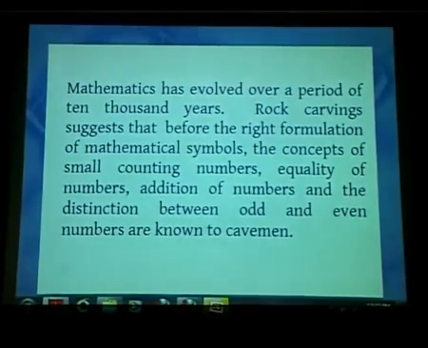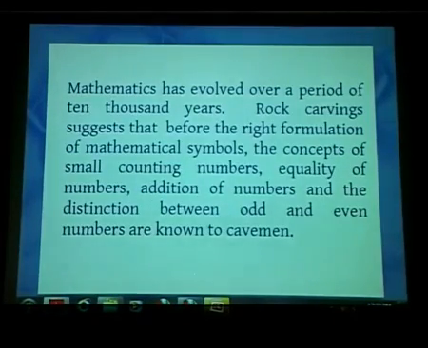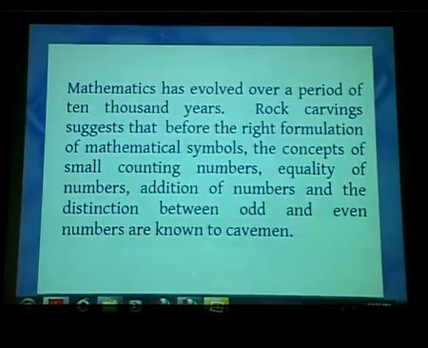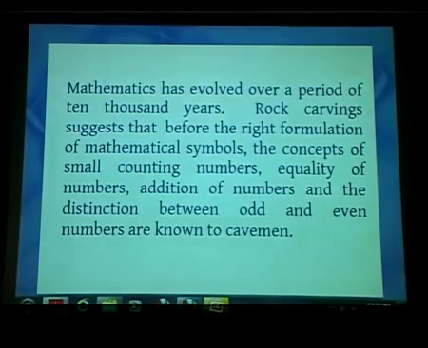of two numbers. Just think of a situation where you don't have numbers, addition and subtraction. If you are given two different things, how are you able to distinguish whether they are the same or not? So in those days they had small counting numbers, equality of two numbers, and the distinction between odd and even numbers. They were all known to the caveman himself.